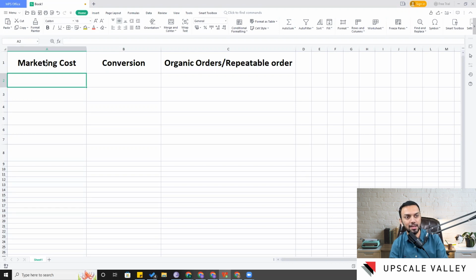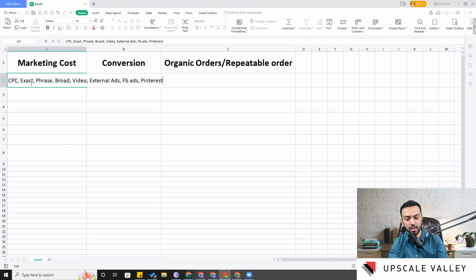So these are the three pillars. The first one is the marketing cost. In Amazon terms, you can say it is the CPC of PPC. If you are finding that the marketing cost is higher because you are more into exact match, then maybe you can shift to phrase match, or broad match, or video targeting, or external ads, maybe Facebook ads, maybe Pinterest ads. So that is basically the marketing cost.